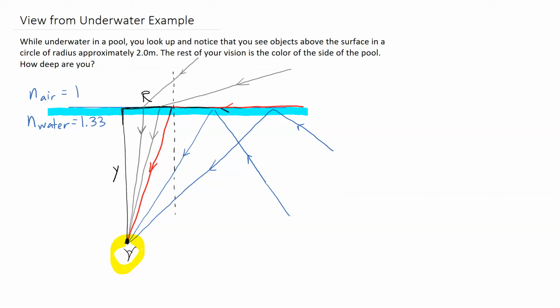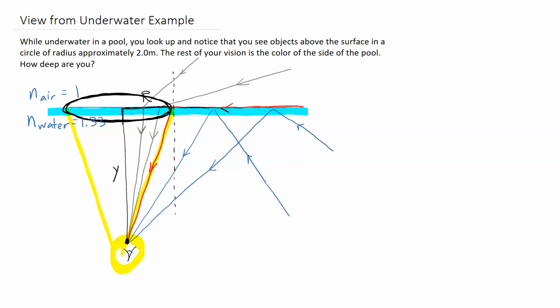So you're at the eye down here looking upwards, and you see everything in a circle of approximately radius 2 meters. There's your circle. When you look up, you see this cone of vision that looks like the outside world. And everything else outside of it, on the right and on the left, actually three-dimensionally, looks like the side of the pool, the color of the side of the pool.